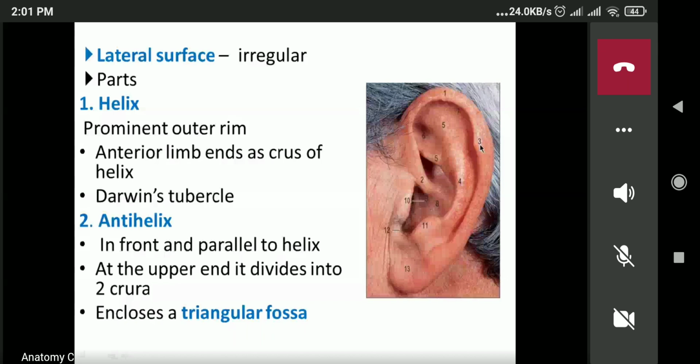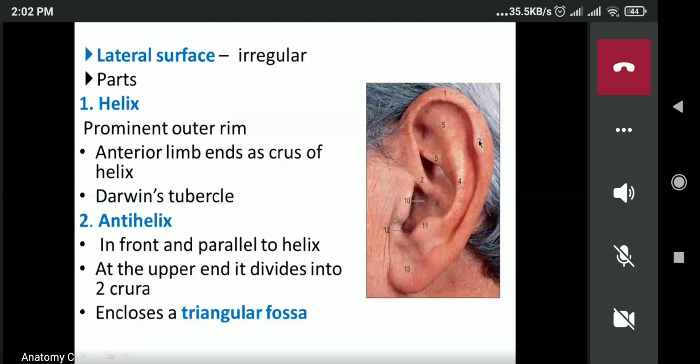Okay, so is this clear? So the external ear mainly consists of two parts, the auricle or the pinna and the external acoustic meatus. Now I'm talking about the lateral surface of the auricle. The prominent outer rim is the helix, which has a prominent projection known as Darwin's tubercle. So this is Darwin's tubercle.